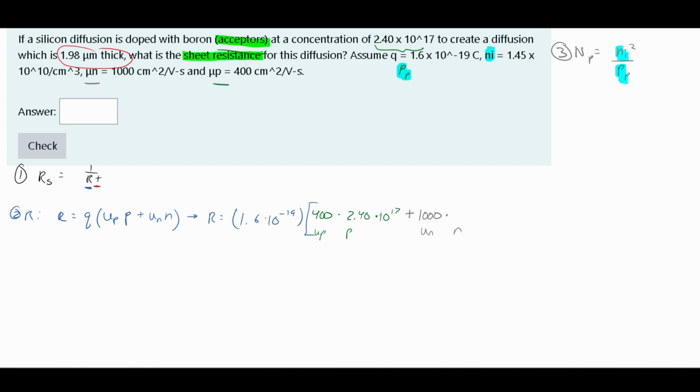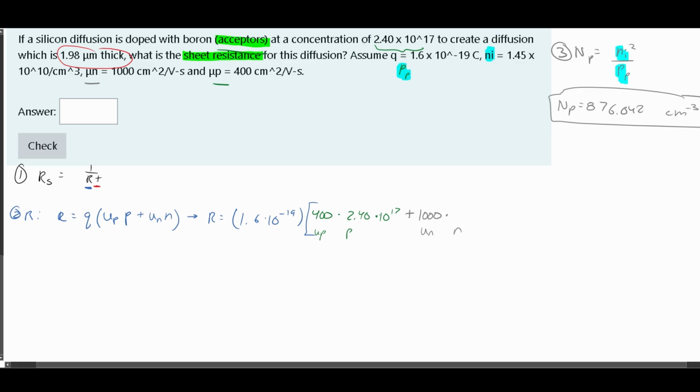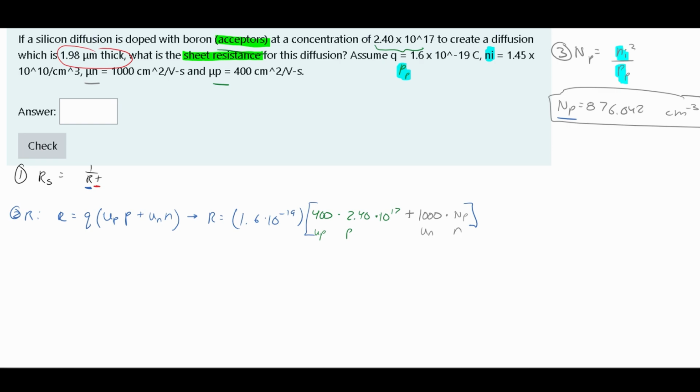We're going to plug all of that in, and once we do, we get the following as our answer. We get that our NP is equal to 876.042, and if you care about units, this is in centimeters raised to the power of negative 3. So this is our NP. Now, let's look at the next step, because we're not done solving for this yet. What we have to do is just plug it in. I'll just write NP here to save some space. We plug this in, and now we have everything solved for.